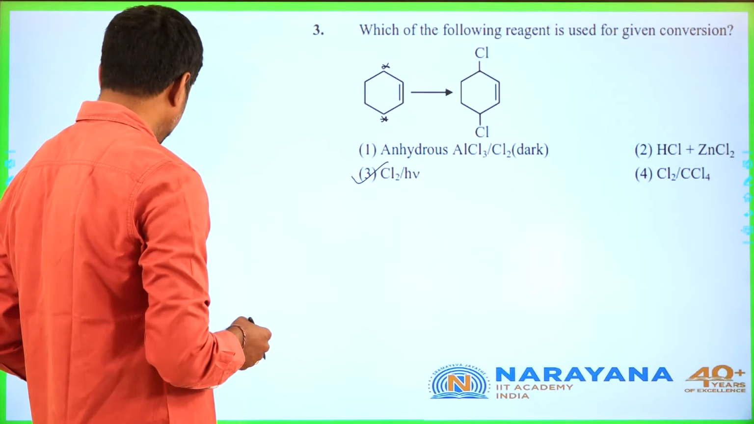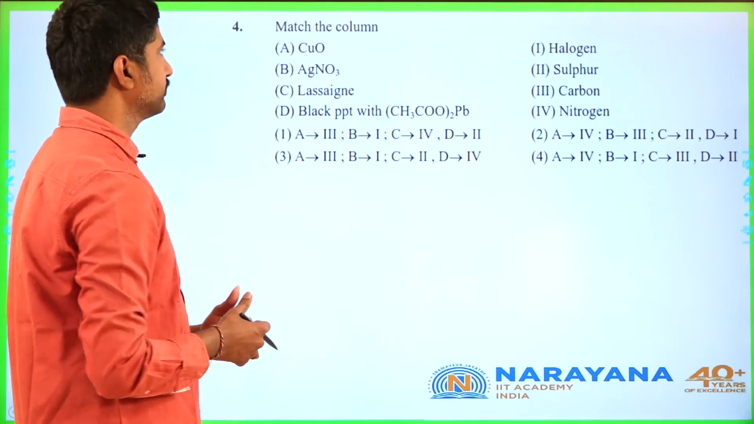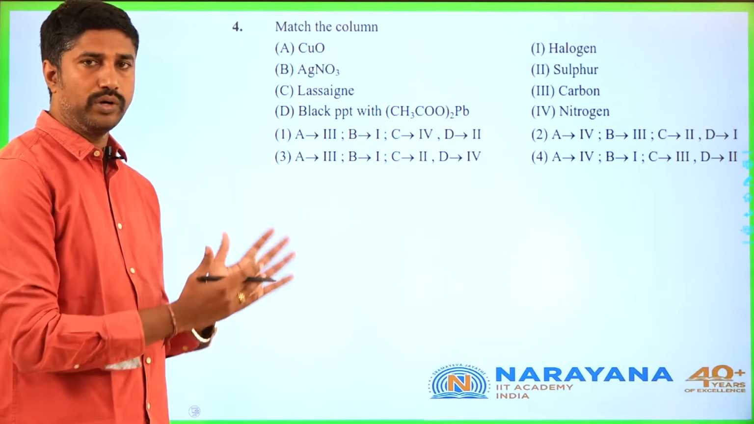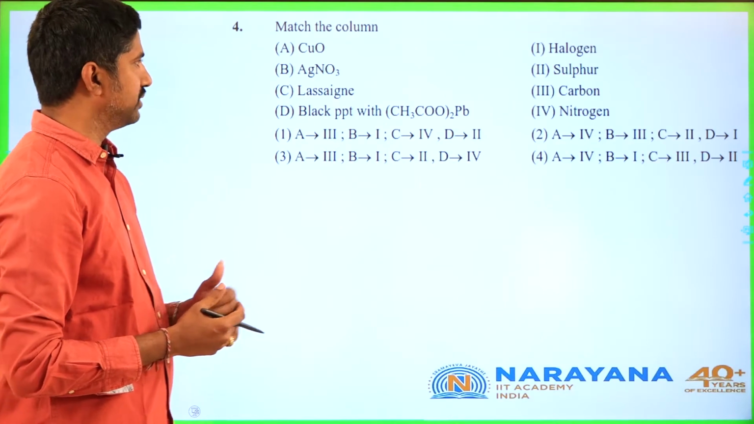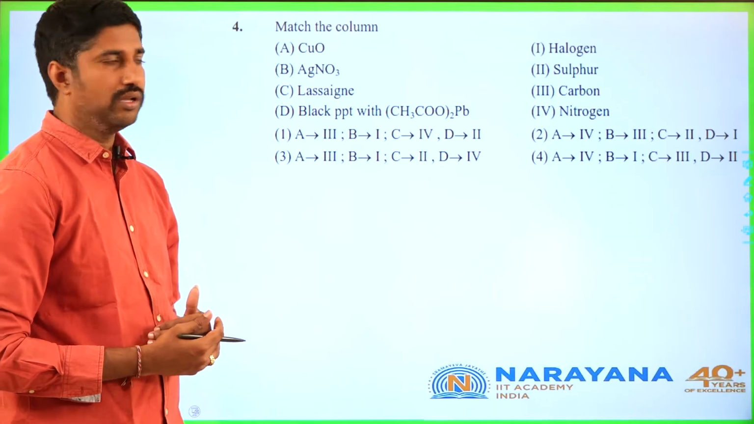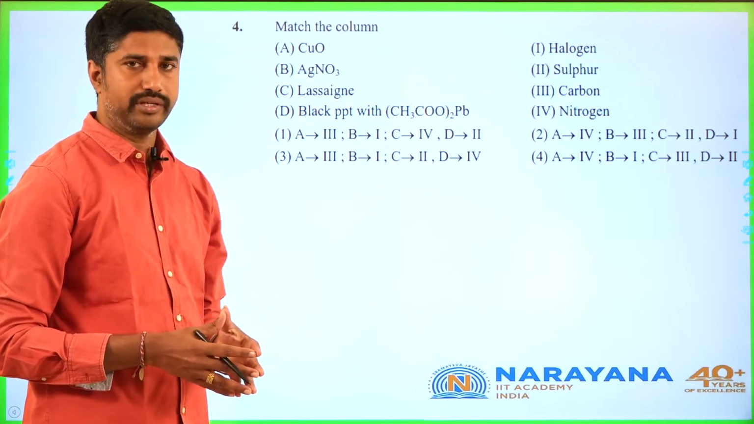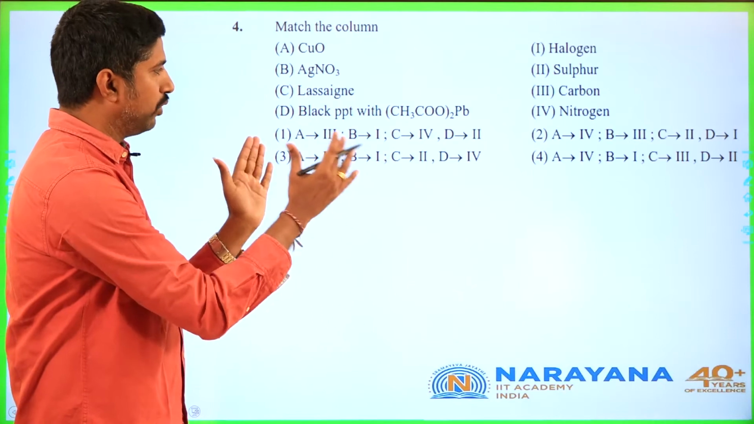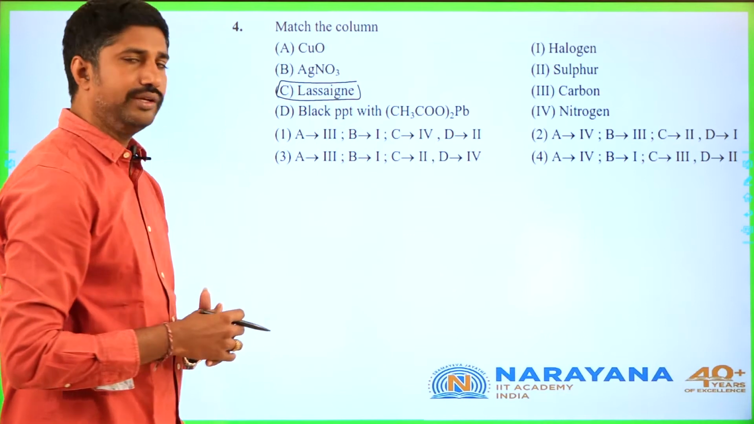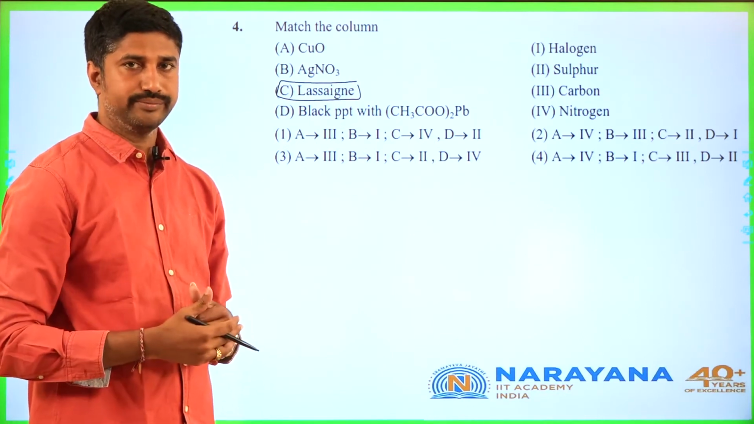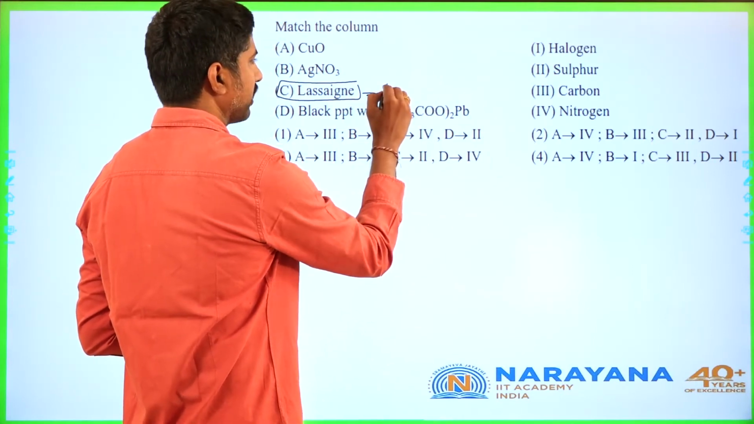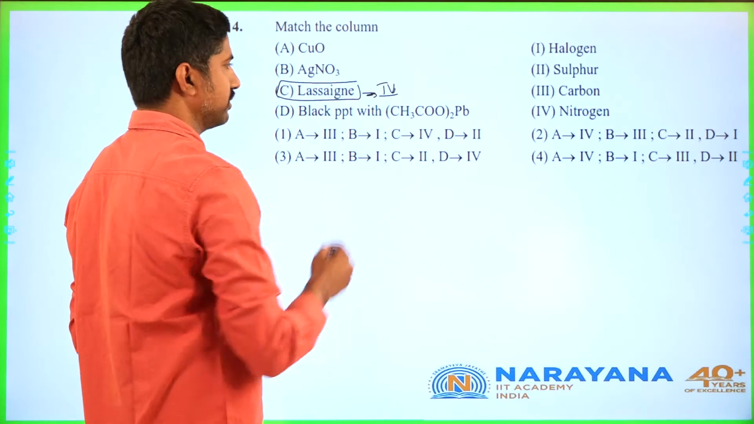And let us see the next question. These are the matchings given, and in column 1 and column 2 we see what substances were mentioned. Column 1 is the substance and the test given, and column 2 is for the respective element. As we know, among the list given, Lassaigne's test is used for identification of nitrogen. So we can directly match that. For C, we can write 4, Lassaigne's test.